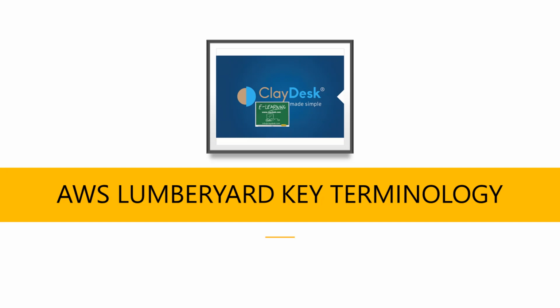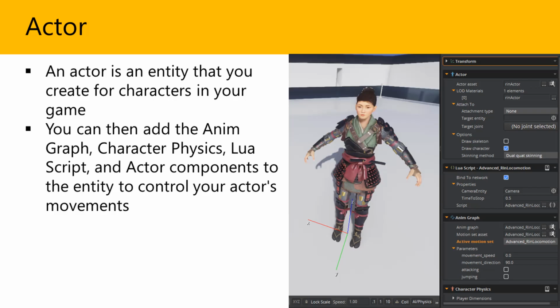I'm going to talk about just the basic and the most important Lumberyard terms that we'll be using as we move forward. So one of the first terms is called an actor. An actor is basically an entity that you create for characters in your game. A person, or whatever type of person you have, for example, would be an actor. We can then add the animation graph or anim graph, character physics. You can run scripts such as Lua scripts, right? Lua is a programming language. And then various actor components to the entity to control your actor's movements, whether it's idle, walk, run.